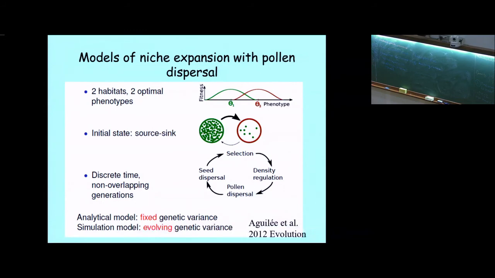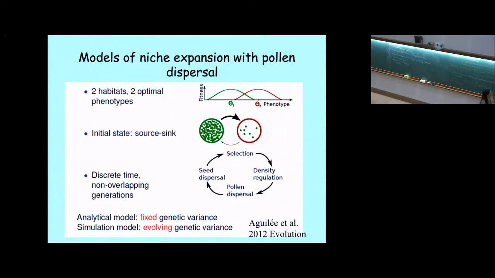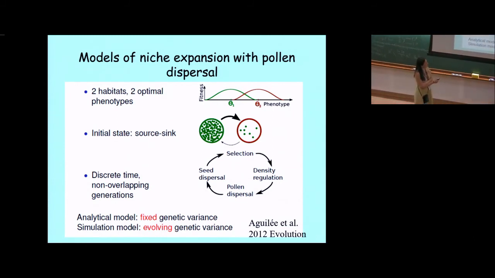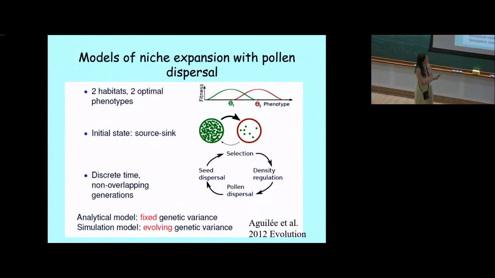So we have two habitats with two different optimal values. But we start with a population well adapted to this green environment. And we assume that suddenly another environment is available to be colonized, but at very low density here initially. And so you've got a lot of gene flow initially from there to there, but very little in the other direction. This model was made for plant populations.